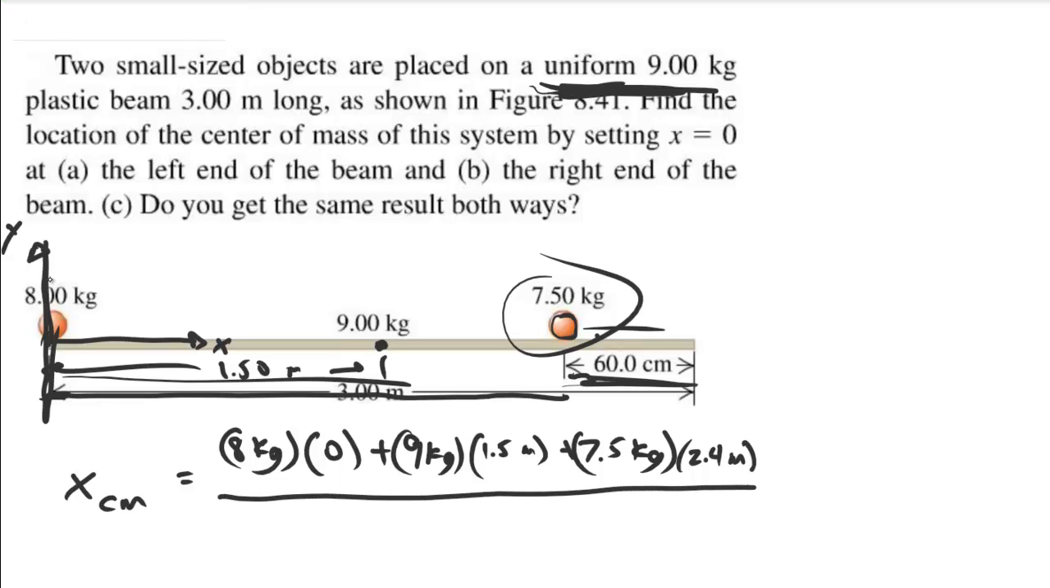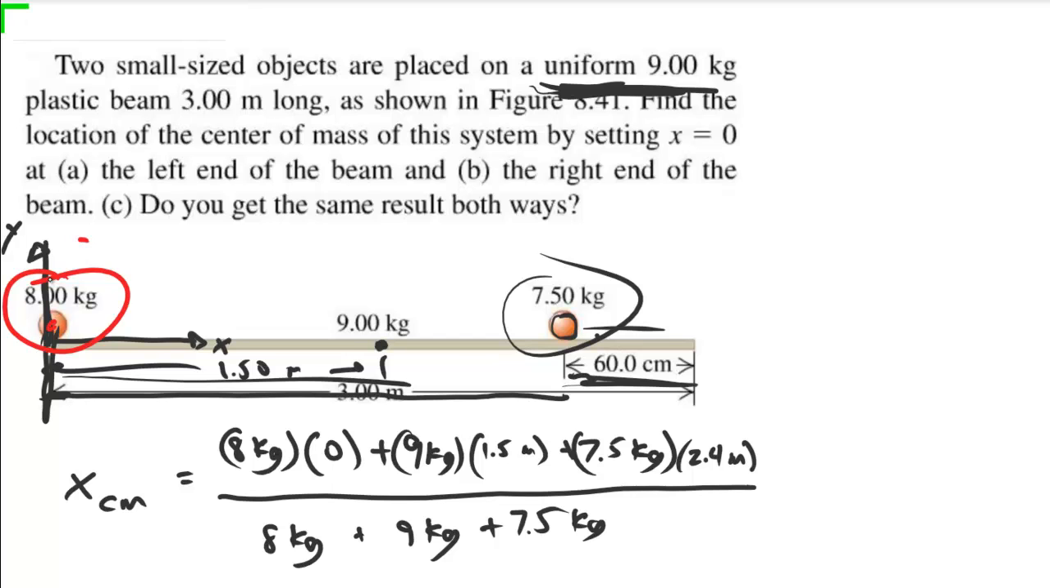And we divide it by the total mass. So the total mass is 8 kilograms plus 9 kilograms plus 7.5 kilograms. Now it's really important. I think that the most common mistake I see is that people will say, oh, well, this is located at 0, so I don't have to include it. But you do have to include it. It's very important. It sort of makes the center of mass of the whole thing closer to 0.